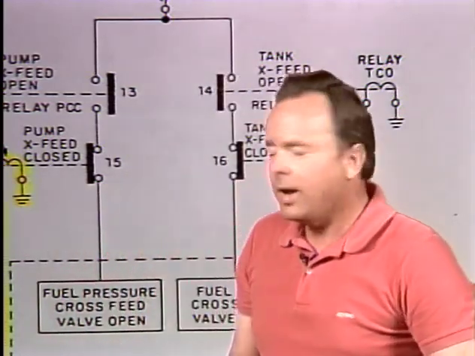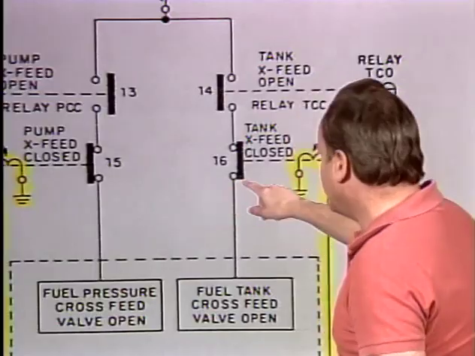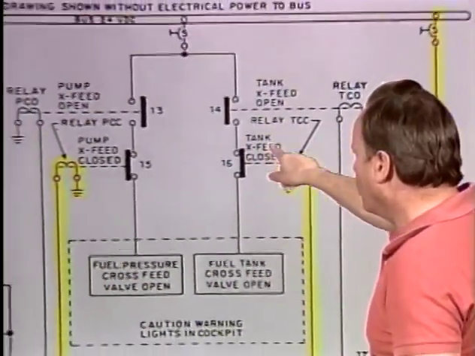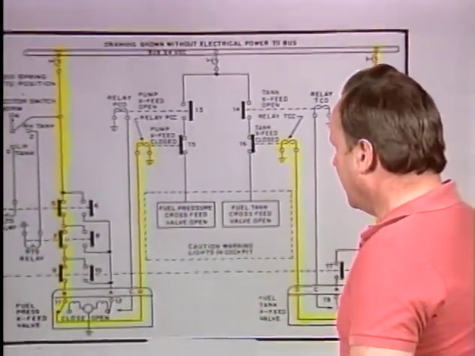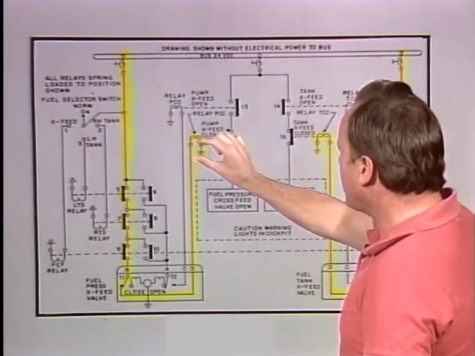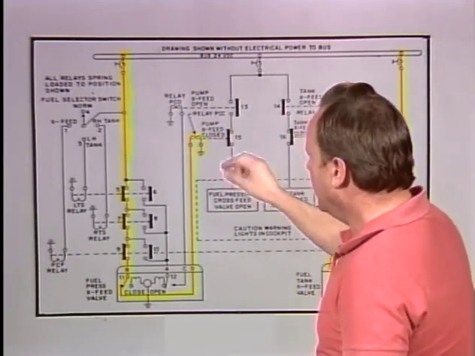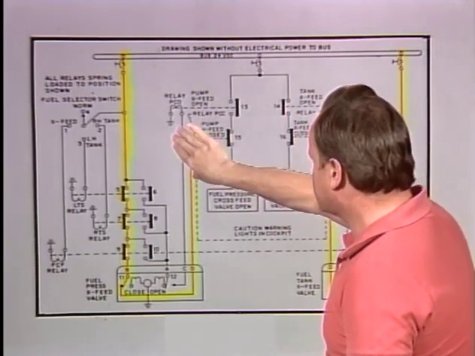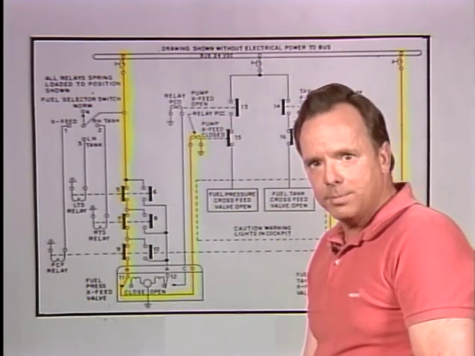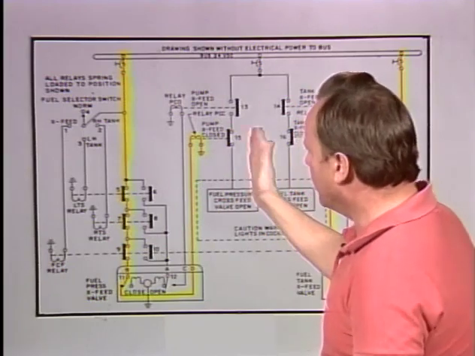So if you are in the normal situation that we just described, the PCC and the TCC relays would be energized. What we're talking about here is they would have electrical power to them. When we're talking about a relay being energized, it has electrical power to it. Now, when it's not energized, the spring holds the relay in the opposite position. When there is electrical power to it, the electromagnet pulls the relay over like so.